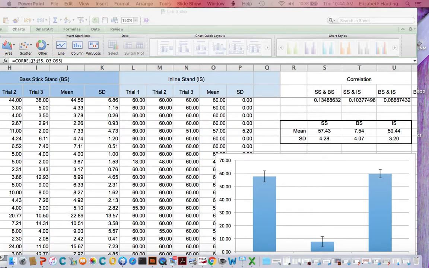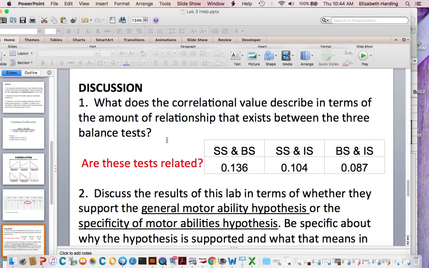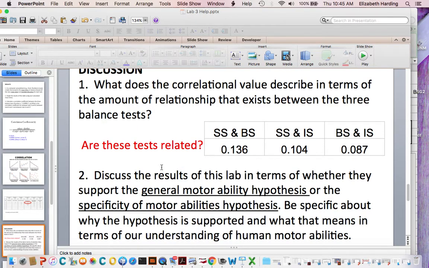So this leads us to the discussion section of the lab. What does the correlational value describe in terms of the amount of relationship that exists between the 3 balance tests? Essentially what I would like to know was, were these 3 tests of static balance related? And looking at our correlation coefficients, I would say not so much. Right? And then the next thing that you need to do is to discuss the results of this lab in terms of whether our results support the general motor ability hypothesis or the specificity of motor abilities hypotheses.